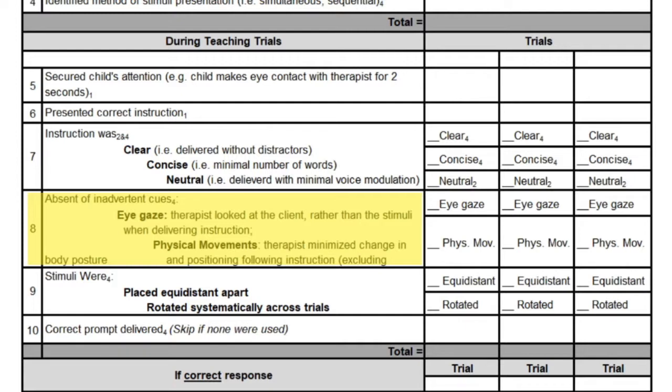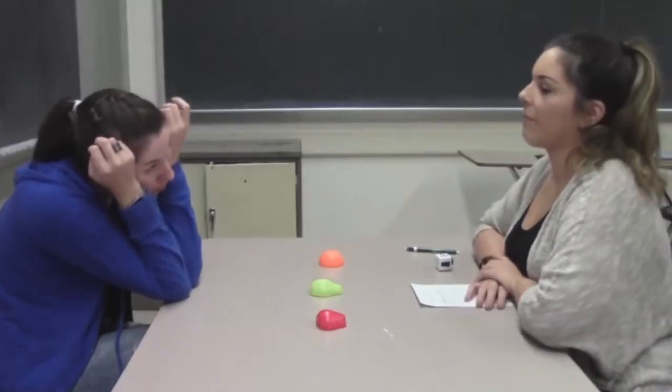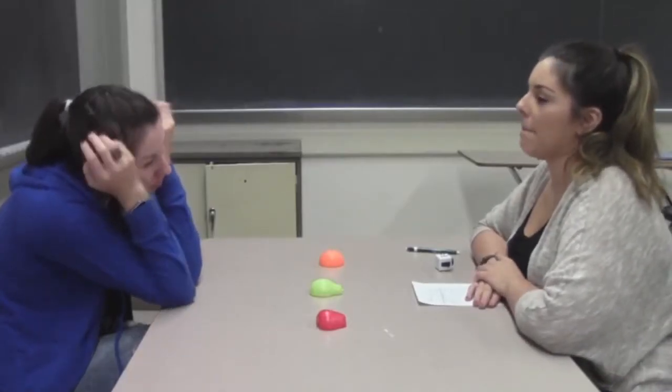While presenting the stimuli, the RBT's behavior must be absent of inadvertent cues, such as eye gaze, meaning that she's looking straight ahead and not providing a clue by looking at the target, and that she's keeping her hands in a neutral position, not providing an inadvertent physical clue by covering the non-target items, for example. Let's take a look at that same moment. Touch apple. Perfect. Her hands are in a neutral position and her eyes are looking straight forward.